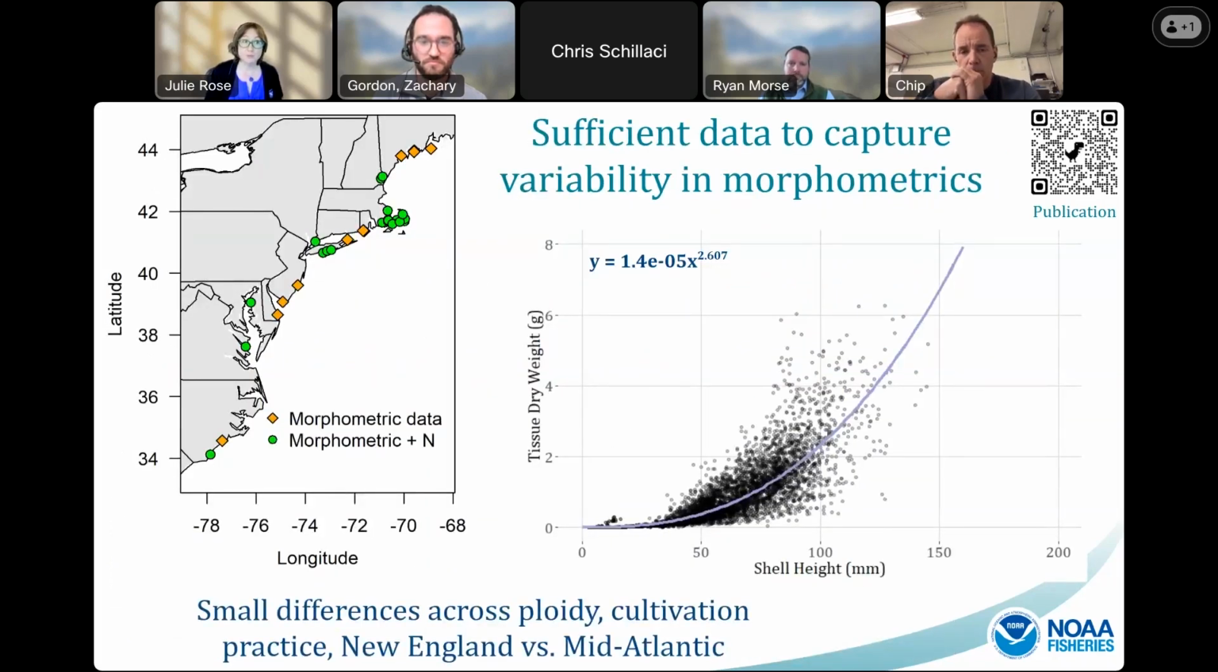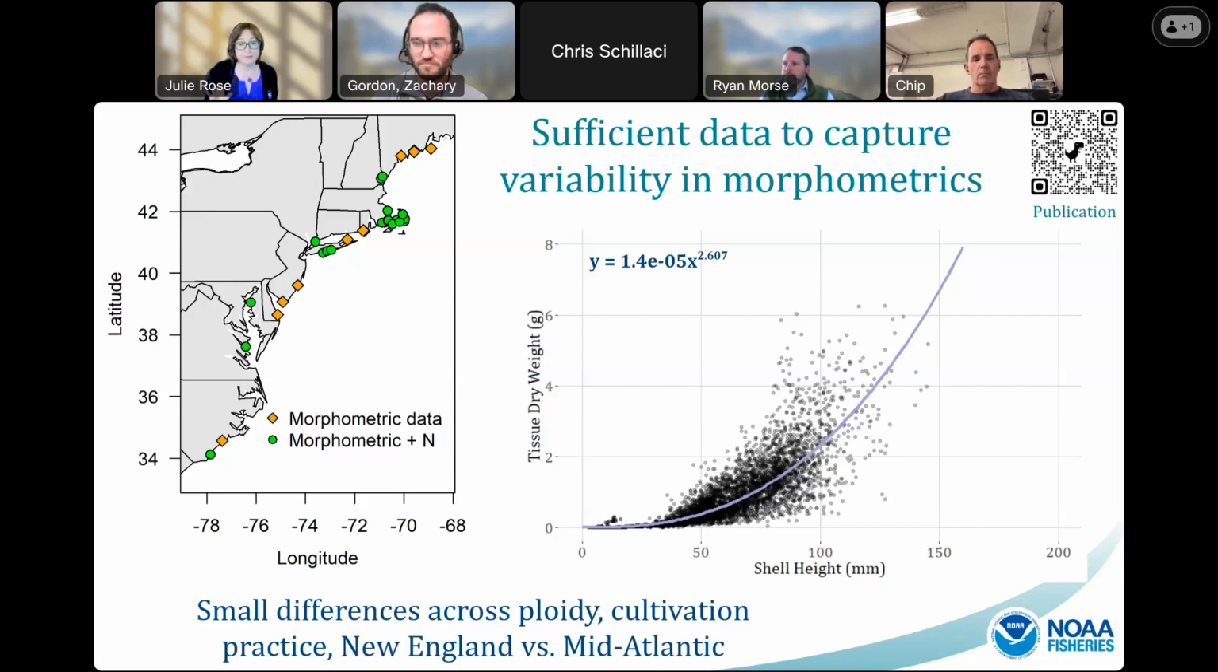Similar to what was observed within the Chesapeake Bay, we did see much higher variability associated with this relationship between animal size and animal dry weight. But we feel fairly confident that we have collected sufficient data to adequately capture this variability in this relationship across the region. On the left-hand side, you can see there's a map here with our sample locations spread from North Carolina all the way up to Maine.